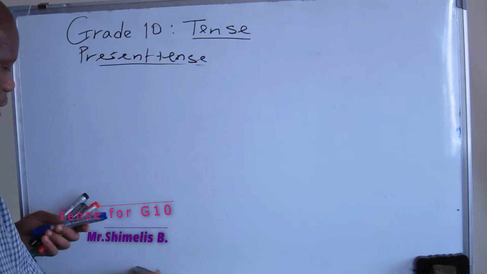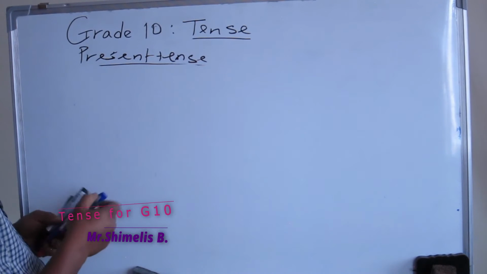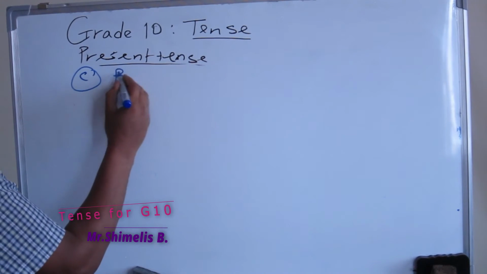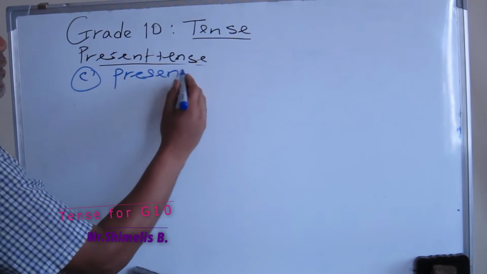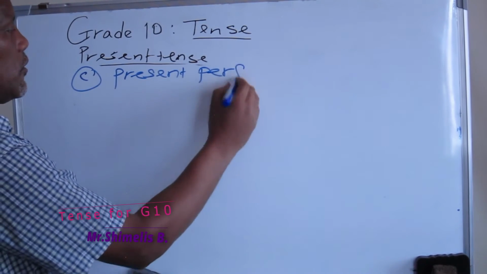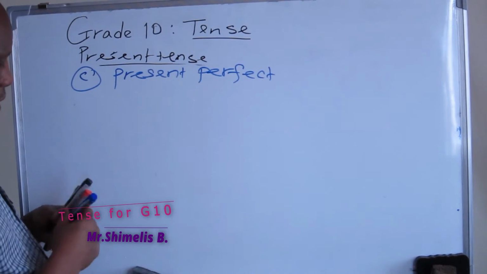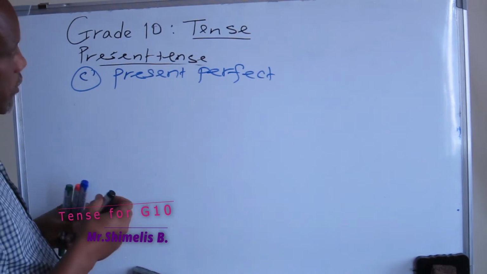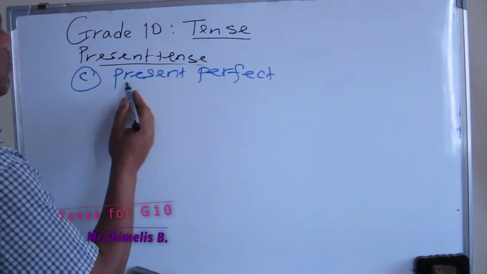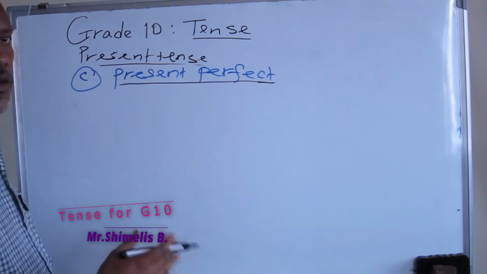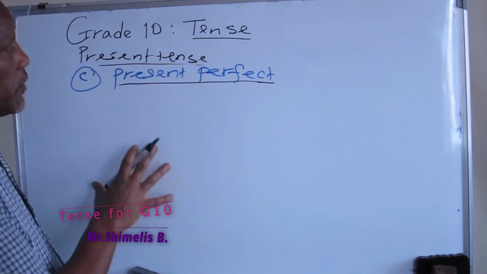Okay, the third subtense type is present perfect. Present perfect. This is a very complex one if you don't carefully follow, because mostly students usually associate these things with past tense, but it is not a past tense.